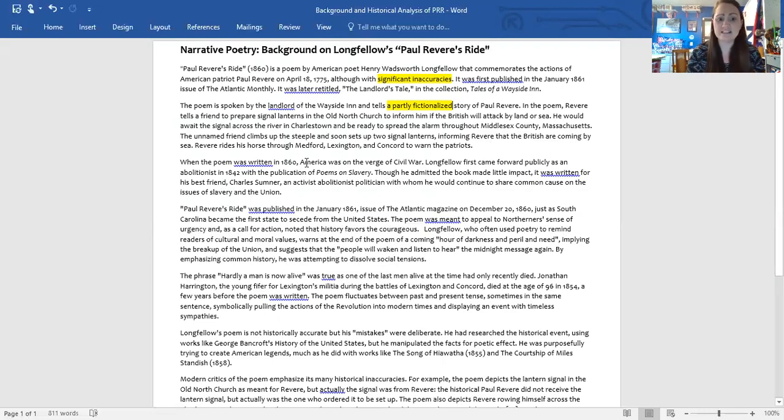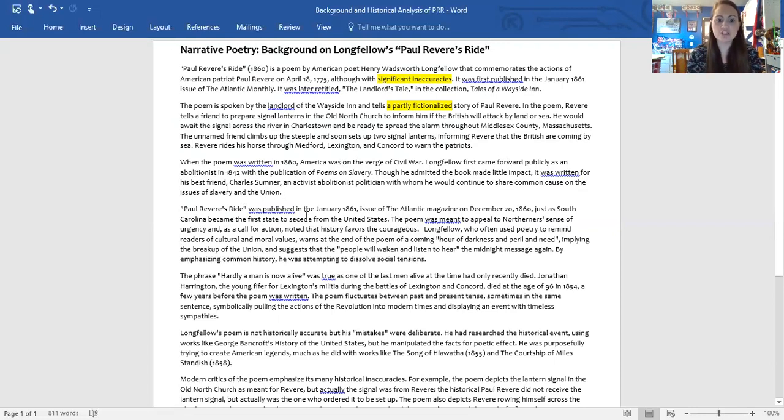When the poem was written in 1860, America was on the verge of civil war. Okay, so thinking about it, this is the whole background of why Longfellow's writing this story. He's writing it during the Civil War, reminding the Americans what happened during the Revolutionary War, okay? Longfellow first came forward publicly as an abolitionist in 1842 with the publication of Poems on Slavery. Though he admitted the book made little impact, it was written for his best friend, Charles Sumner, an activist, abolitionist politician with whom he could continue to share common cause on the issues of slavery and the Union.